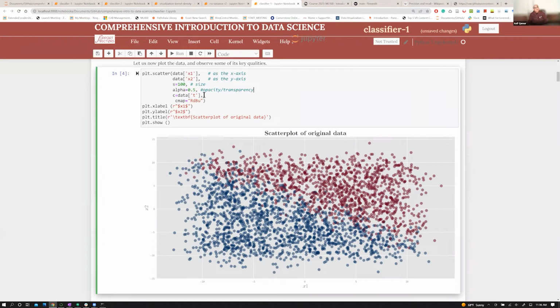And C is the new thing we introduced. It is data. Which column of the data should you base the color on? So you're saying pick the color based on the value of C. And now I'll introduce you in visualization to the concept of color maps.